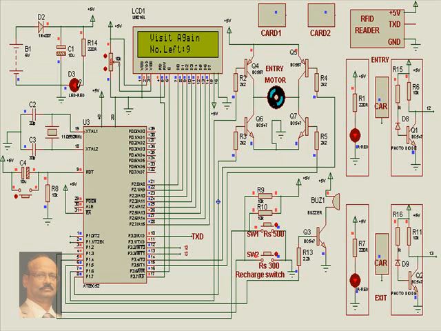We have provided a battery arrangement here, but any DC supply can be given, for operating it on a continuous basis. We have a buzzer arrangement here, and the H-bridge as we had discussed.